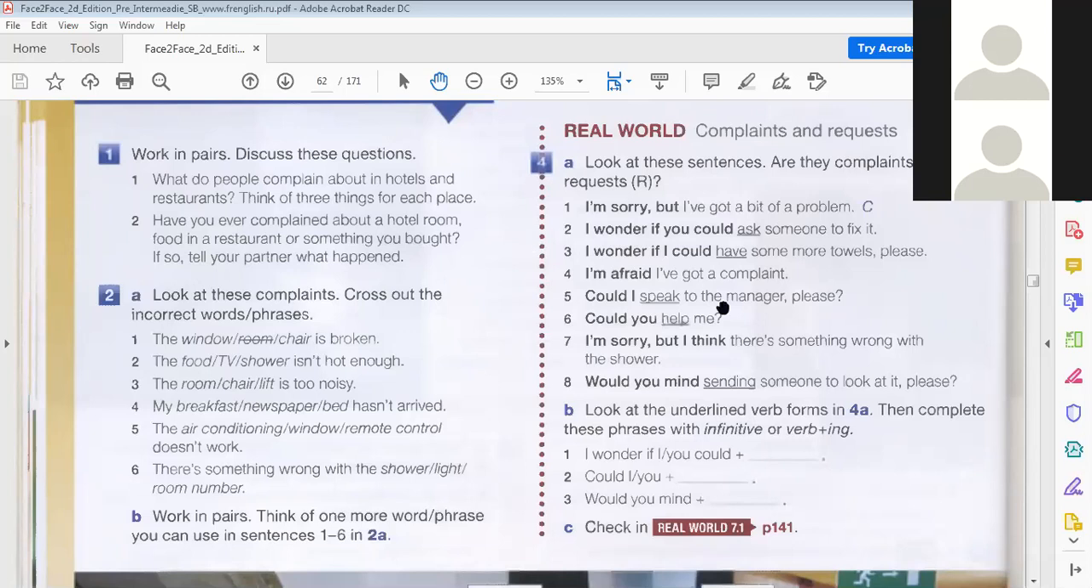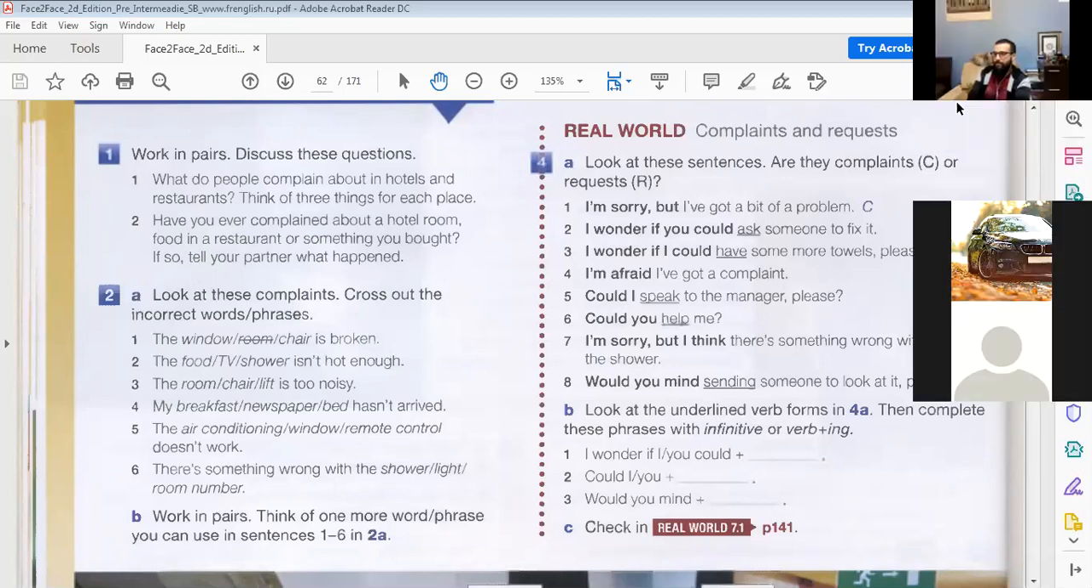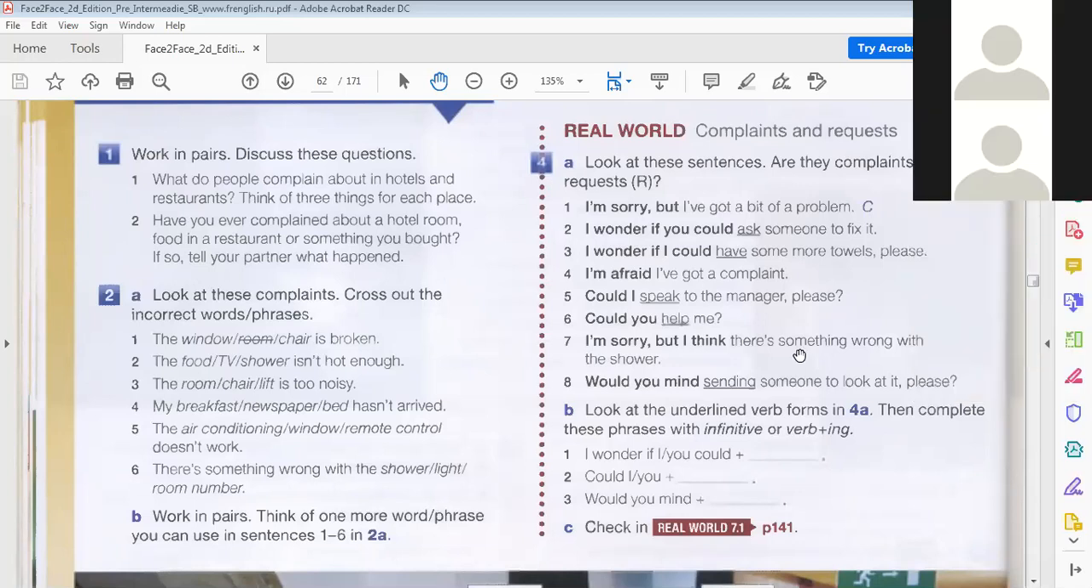Sahib, what do you think? Can you think of any other problems in hotels or restaurants that people might complain about? The food. The food, okay. But what exactly about the food do you think the people will complain about?